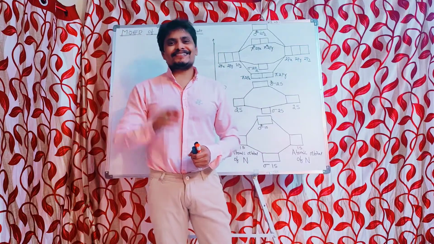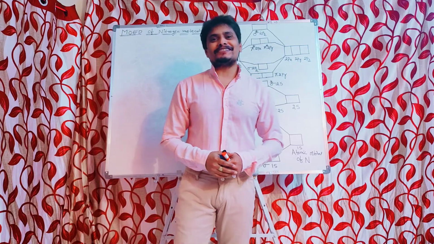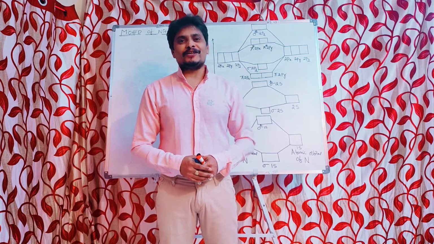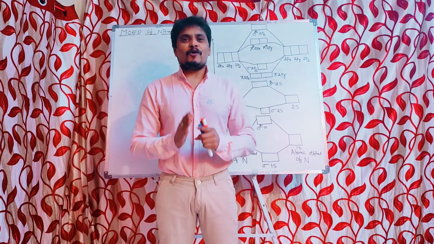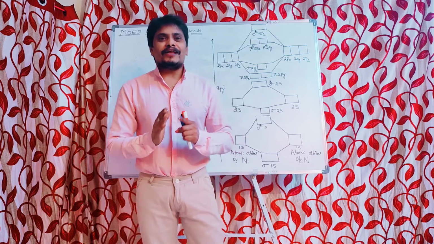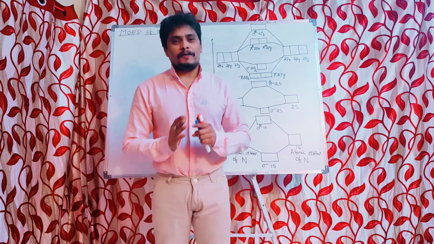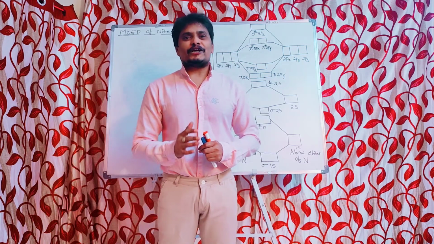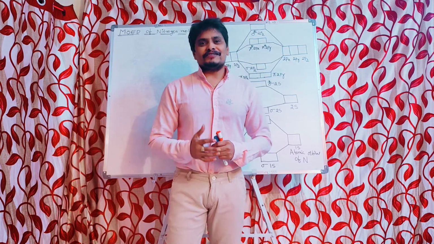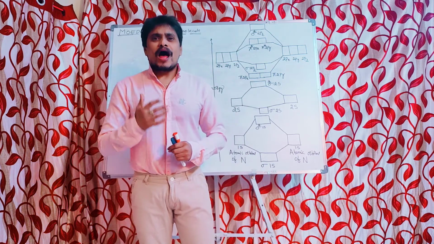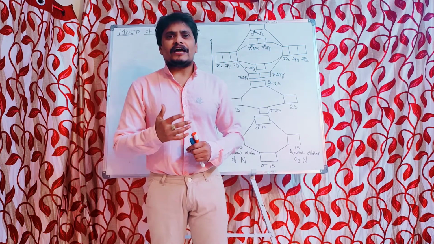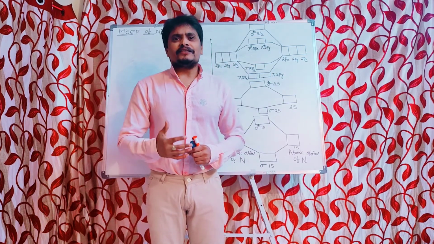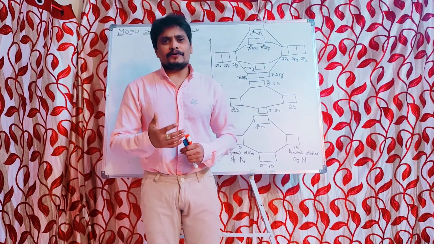Hi students, as a part of engineering chemistry first unit, that is molecular structure and theories of bonding, today I am going to explain about the molecular orbital energy diagram of nitrogen molecule. Before going to discuss it, first let me explain the purpose of drawing the molecular orbital energy diagram.